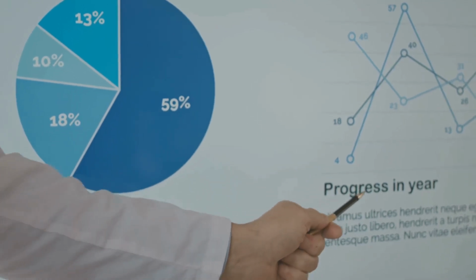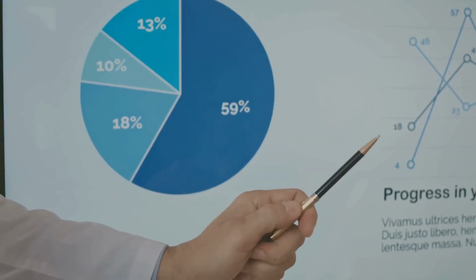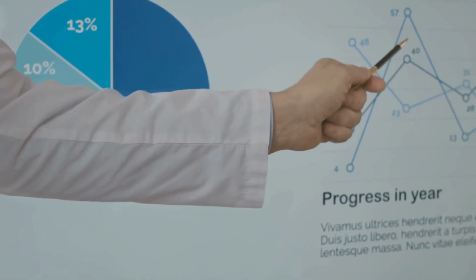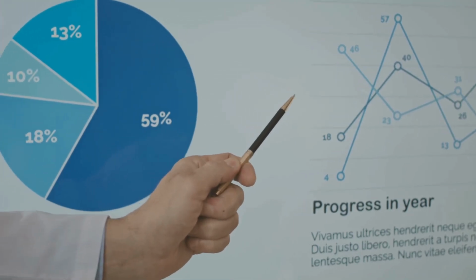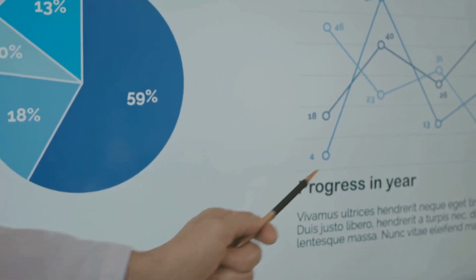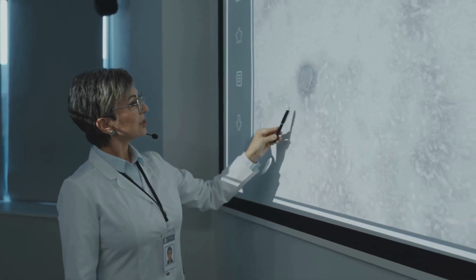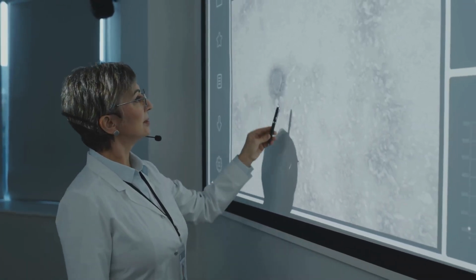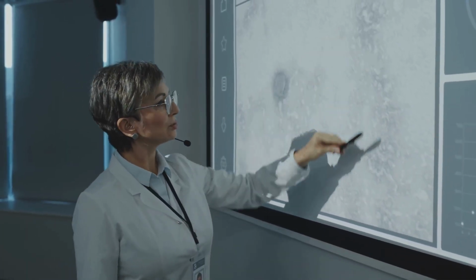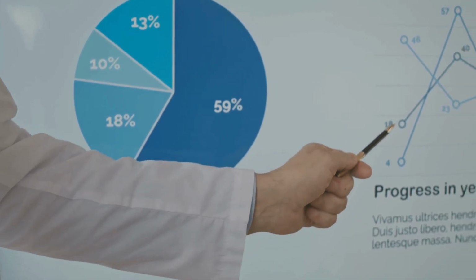Then determine the p-value. The p-value tells you the probability of observing your data, or something more extreme, if the null hypothesis is true. Compare the p-value to your alpha level. If the p-value is less than or equal to alpha, you reject the null hypothesis. If it's greater, you fail to reject it.